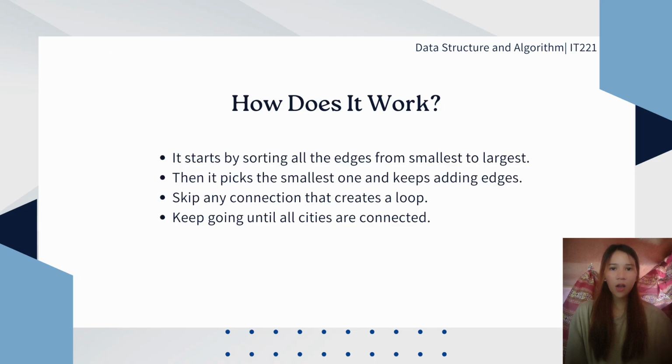And how does Kruskal's algorithm work? It is greedy, meaning it always picks the lowest cost edge available. It starts by sorting all the edges from smallest to largest, then it picks the smallest one and keeps adding edges as long as they don't form a loop, until everything is connected.